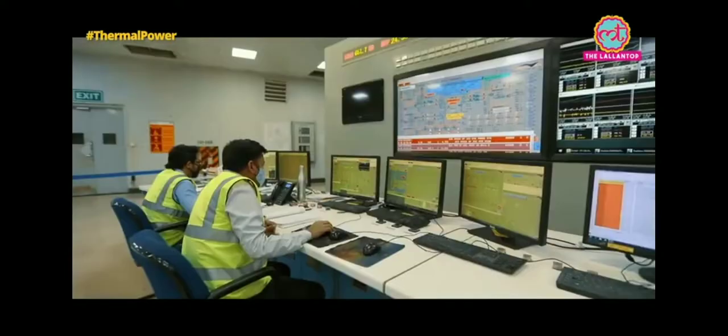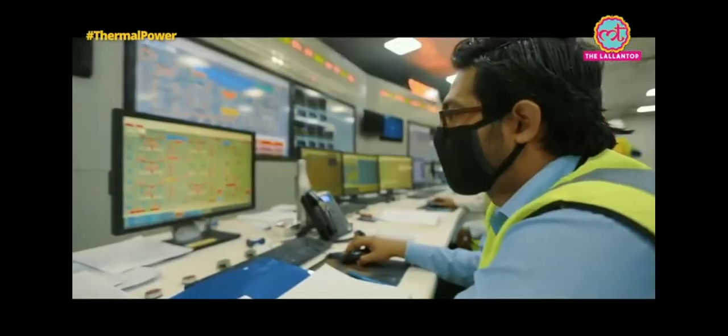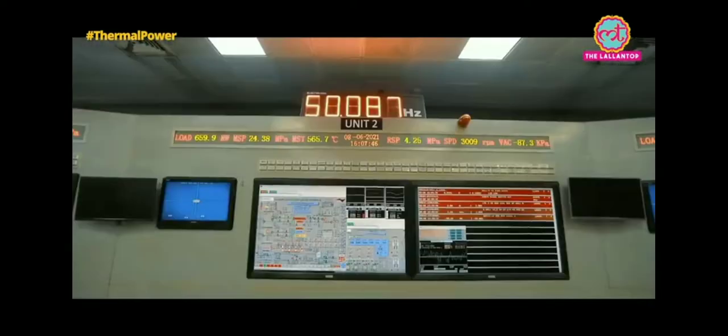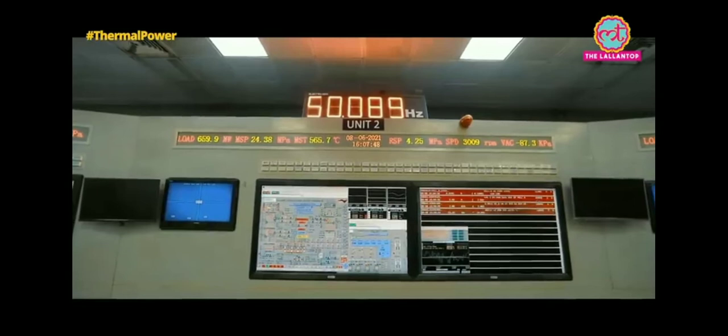This one is unit number 1. Here we are able to see how much power we are generating, at what frequency it is running, and all this unit number 1 and all this plant is digitally operated.